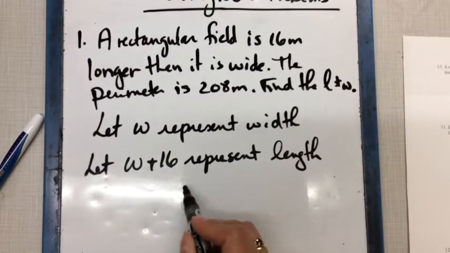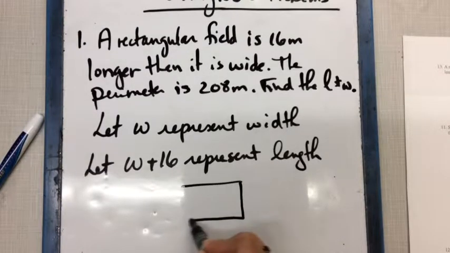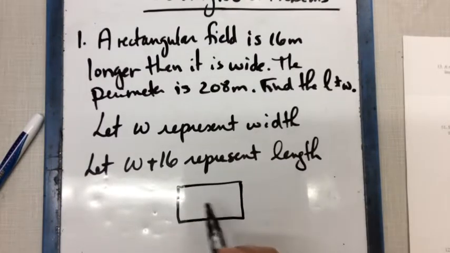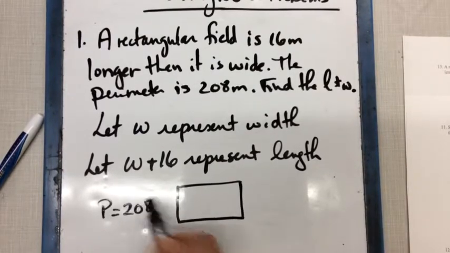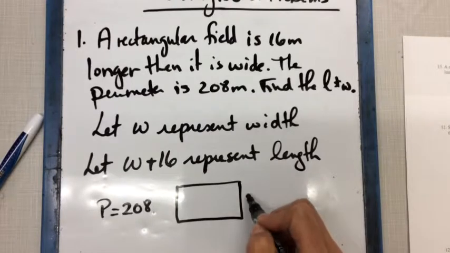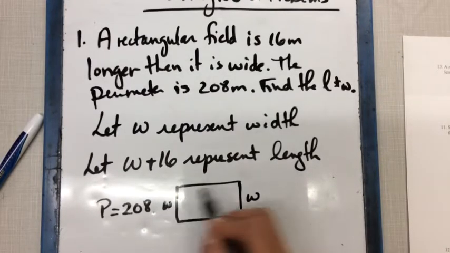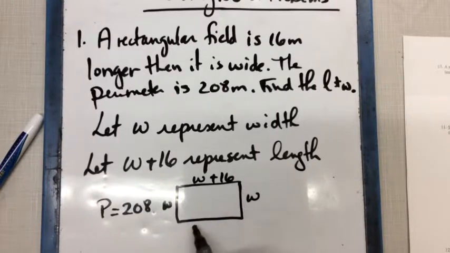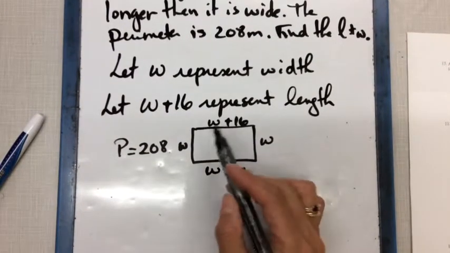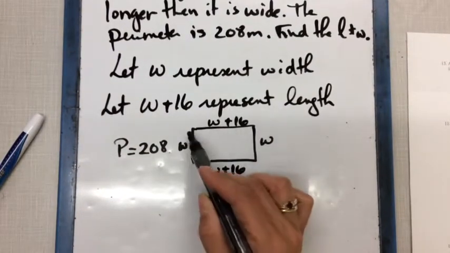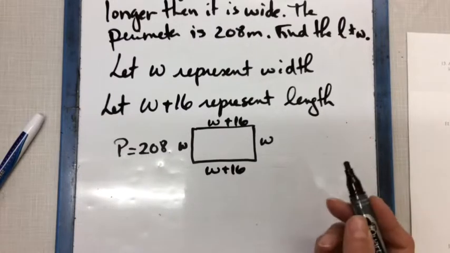Now, a good thing is to draw a diagram. I like to draw diagrams, it makes me understand. I know the perimeter is 208. And this is the width. And here we've got width plus 16 is the length. Width plus 16 is the length. So what we do know is that in total, if I were to add these up, I would get 208.